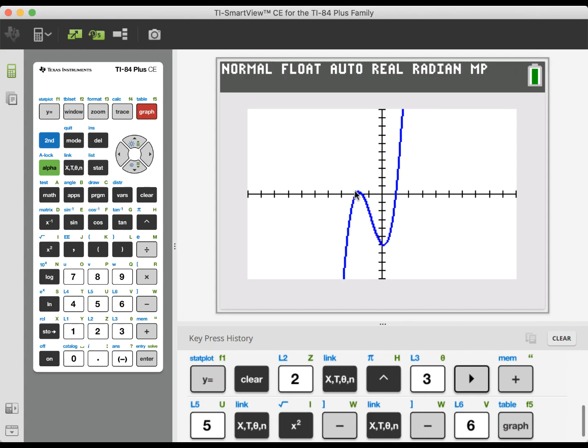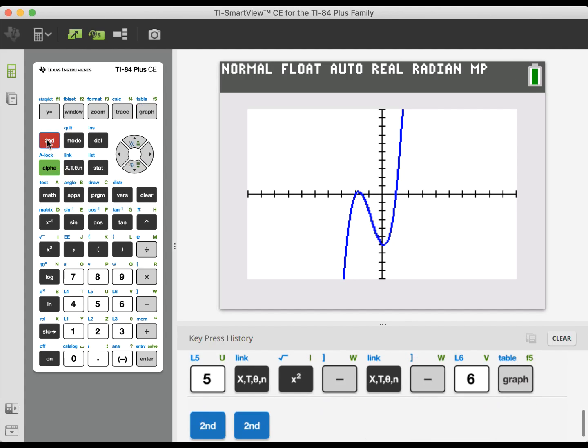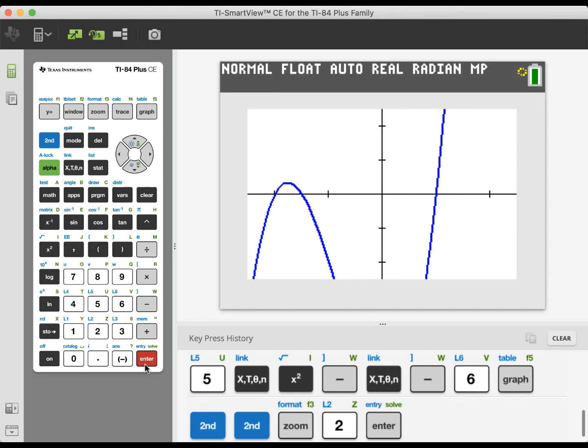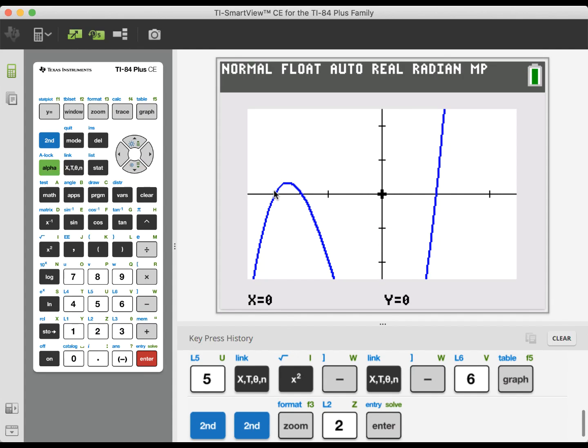There we go. Notice that it looks weird that's happening right there. If we zoom in, press zoom and 2, click enter. Notice that it crosses at -2, but it crosses what it looks like about halfway between the -1 and -2, and it also crosses at 1.